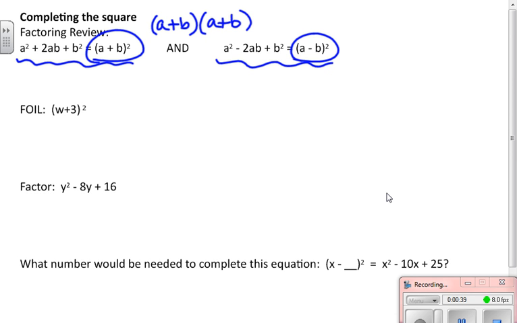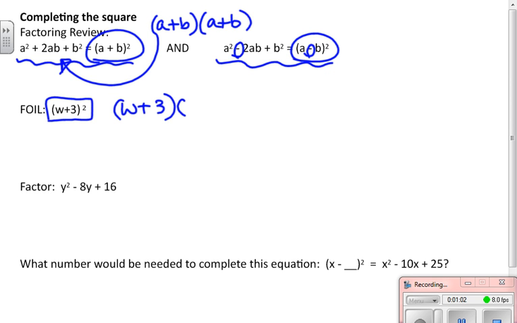out first, outside, inside, last, you would always end up with this: a squared plus 2ab plus b squared, or a squared minus 2ab if there was a minus sign. Now, why does this happen and why does it matter? If we look at FOILing something like this, we're really looking at this concept.